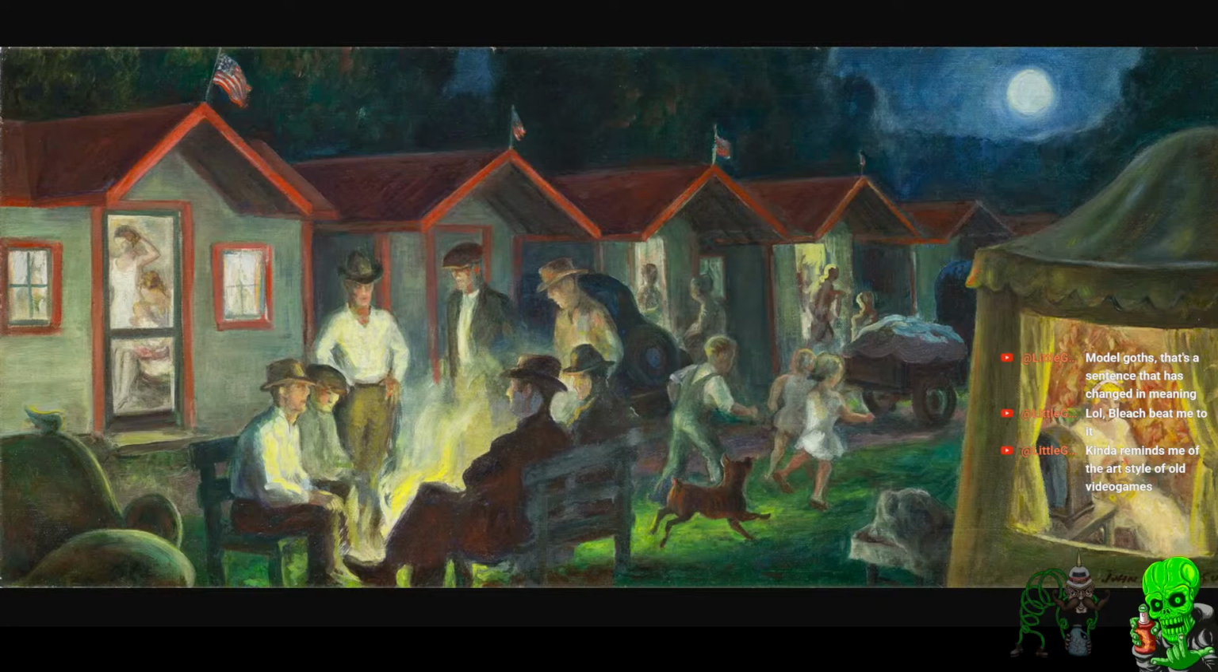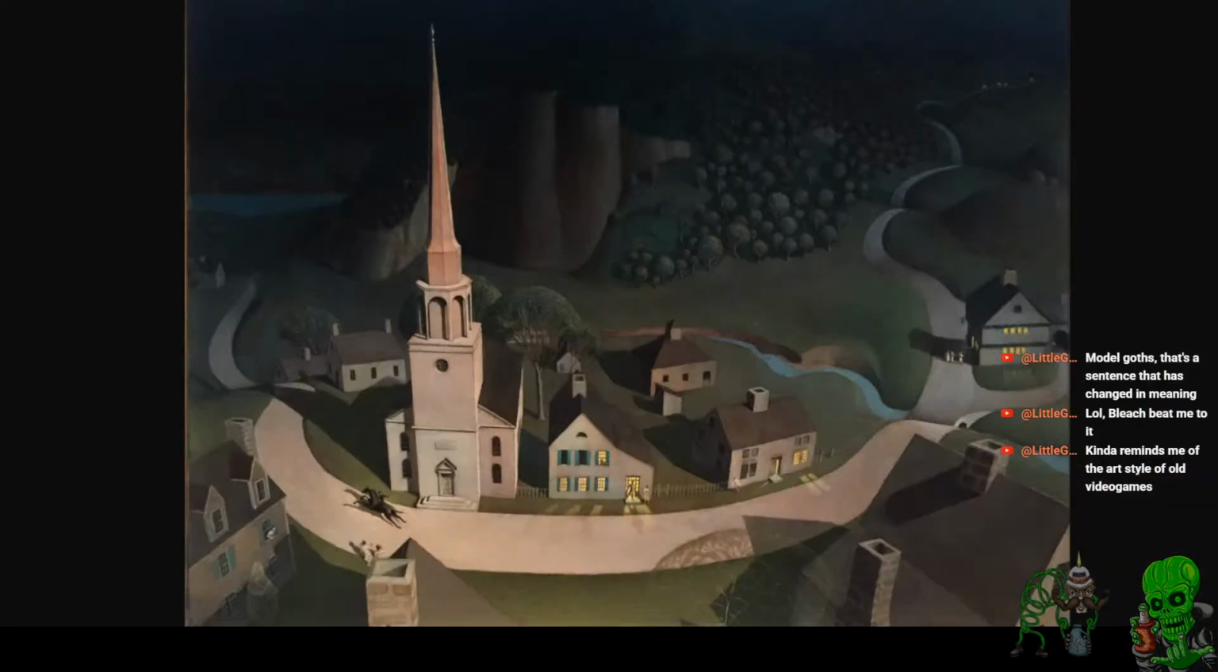And with that, we'll move on to the next painting. This is The Midnight Ride of Paul Revere, painted in 1931. It's oil on masonite, and it measures 30 by 40 inches, or 76.2 by 101.6 centimeters. And it's currently located in the Metropolitan Museum of Art in New York. The image depicts the story of Paul Revere as told through Henry Wadsworth Longfellow's poem, Paul Revere's Ride.